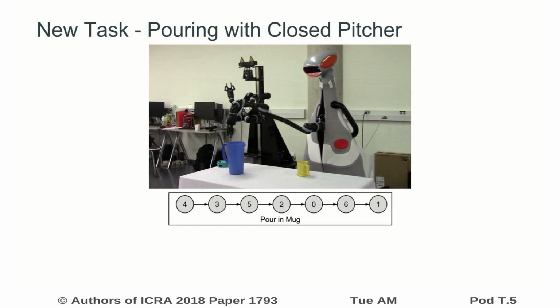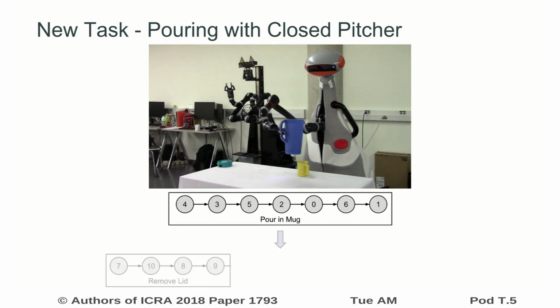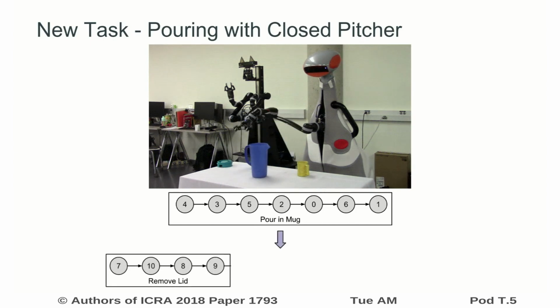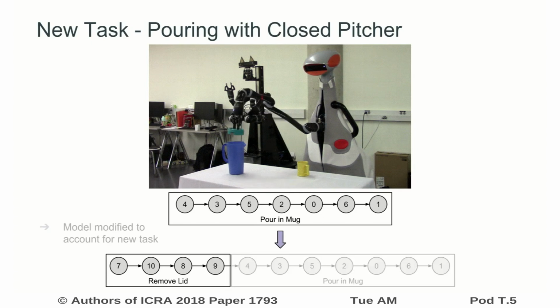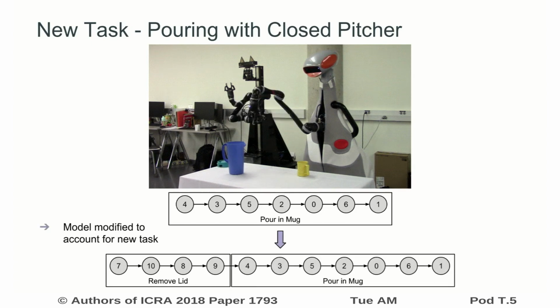By providing corrective demonstrations that include the removal of the lid to ITMCD and running the update procedure, we find that under certain conditions, our approach can successfully learn new primitives for the unmodeled behavior of lid removal and correctly attaches them to the existing task model.